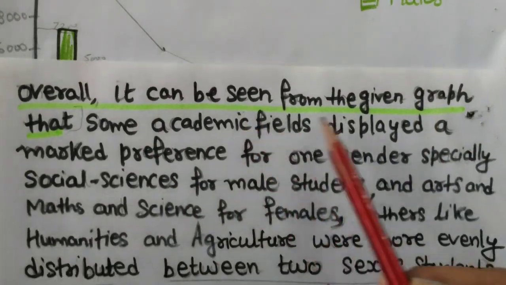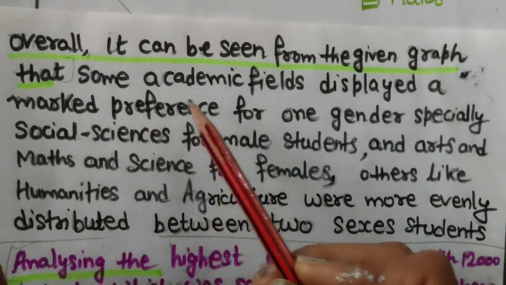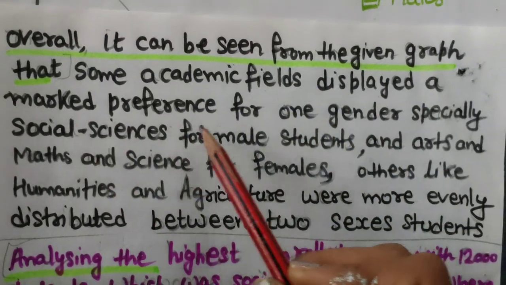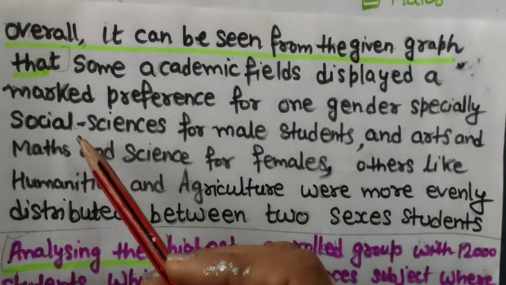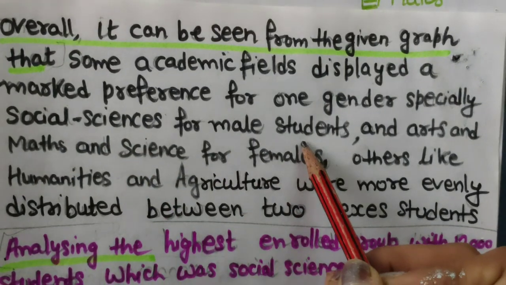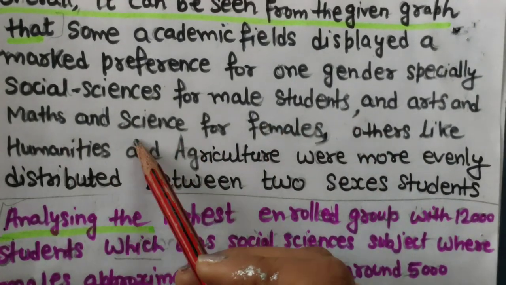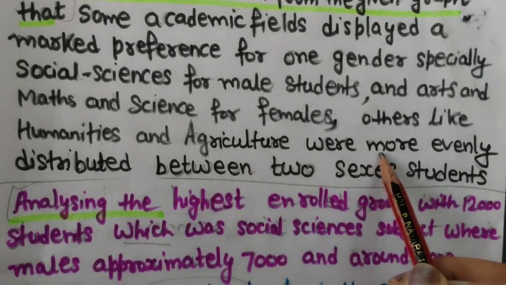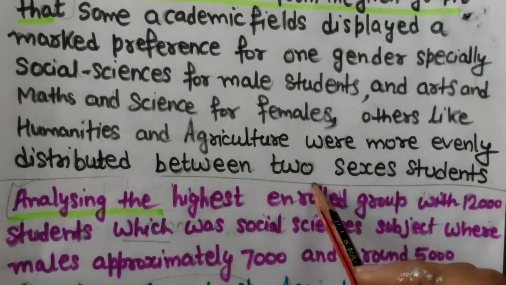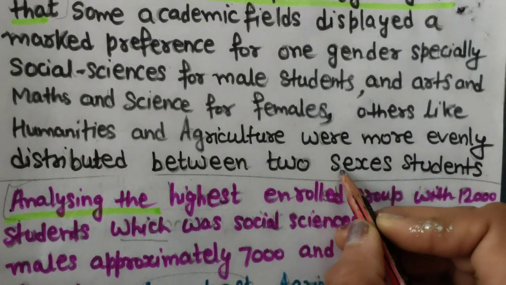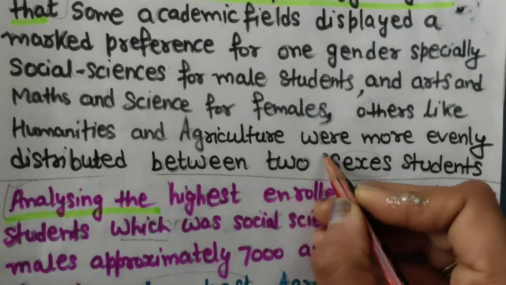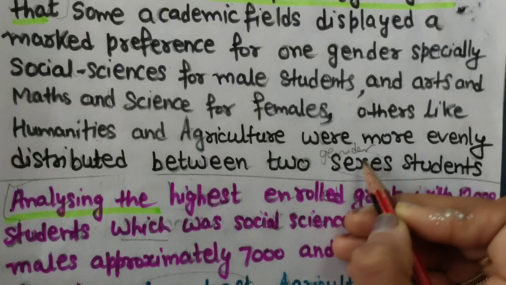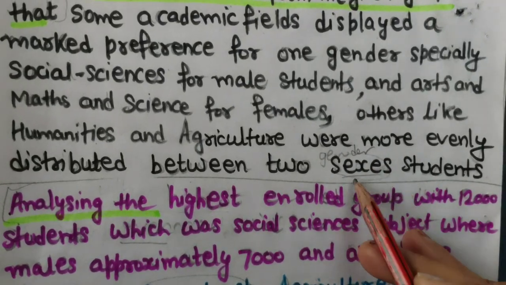Overall, it can be seen from the given graph that some academic fields displayed a marked preference for one gender, especially social sciences for male students and arts and maths and science for females. Others like humanities and agriculture were more evenly distributed between the two sexes. In fact, two gender students you can write. So it was repeating, that's why I have given this word.